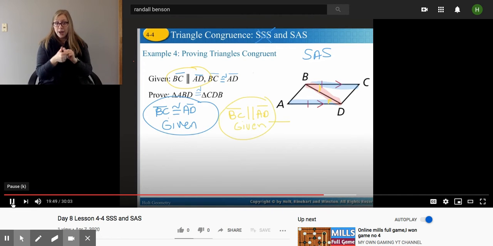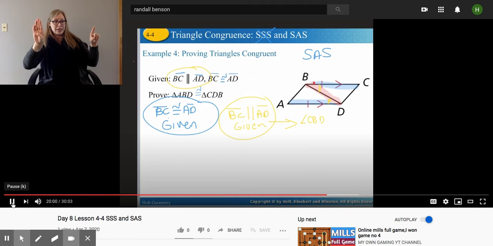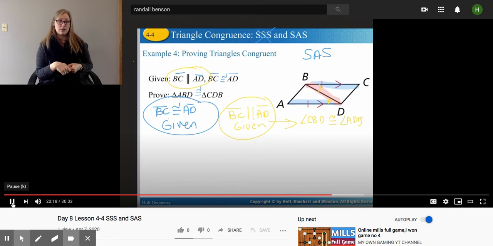But that implies something. So that means that angle CBD, so I went careful, blue, angle red, is congruent to angle ADB. And what was our reasoning for that? It's because alternate interior angles are congruent if the lines are parallel, which we know they are parallel.